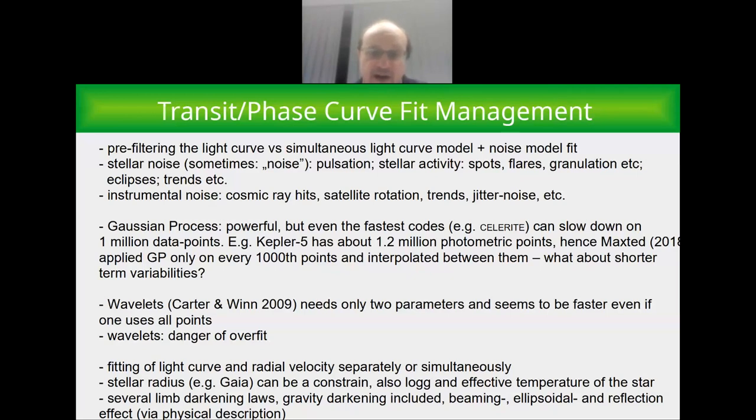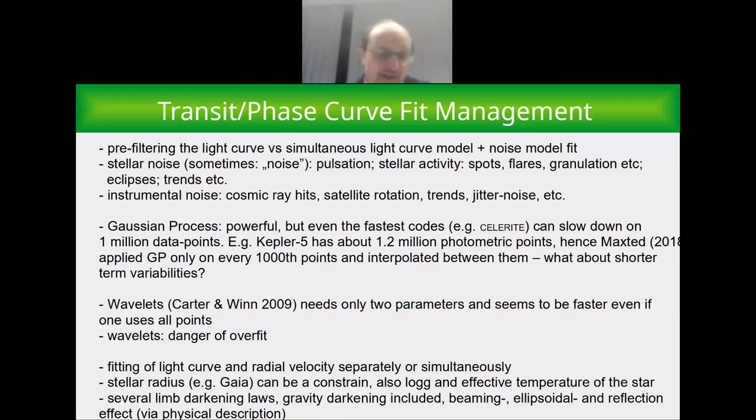For example, Kepler-5 has about 1.2 million photometric points over the 4 years of continuous observations. And SPEAR-MAX did apply the GP only on every 1,000 points and interpolated between them to get a photometric light curve solution. And then there is a natural question: what about shorter-term variabilities?